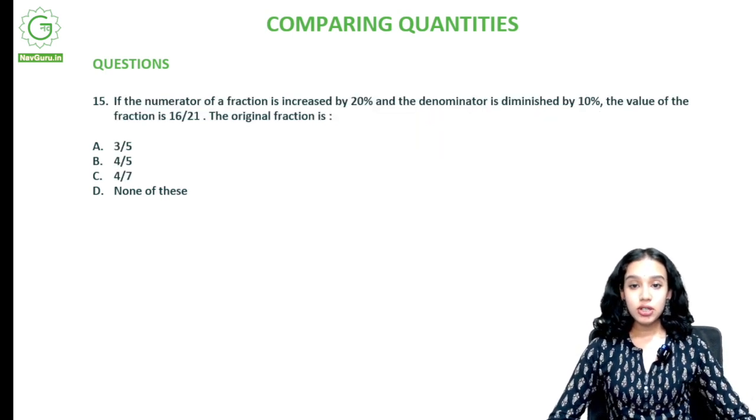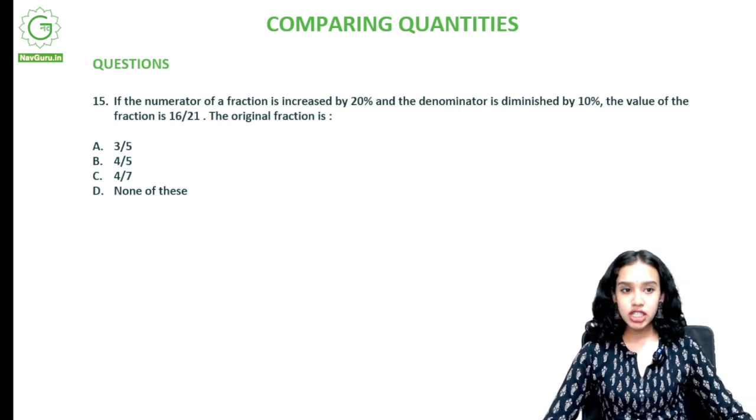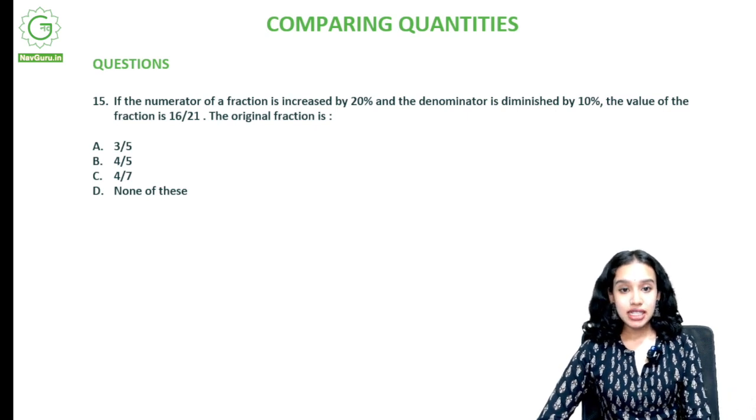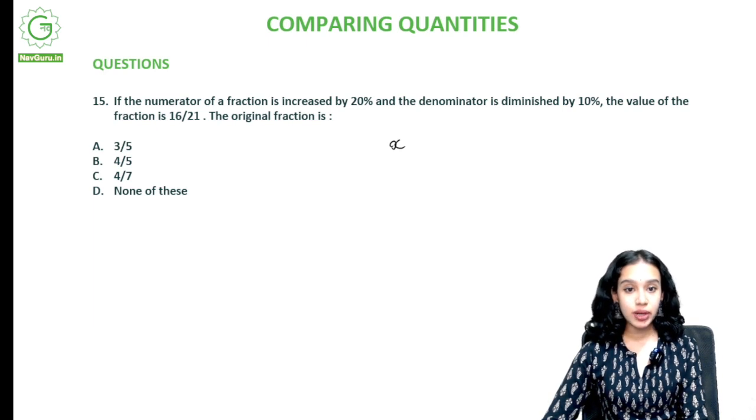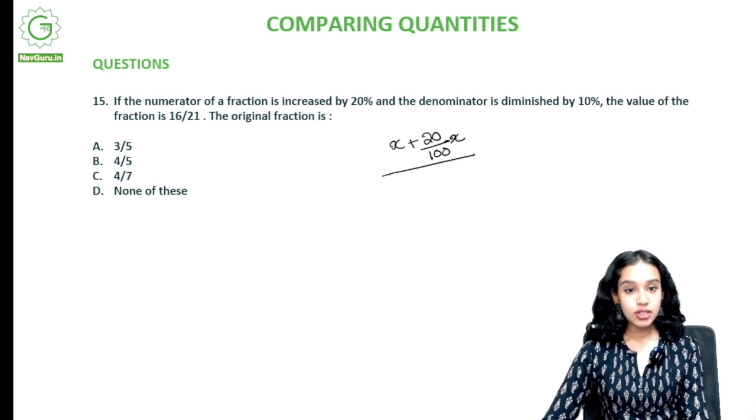Now, if the numerator of a fraction is increased by 20% and the denominator is diminished by 10%, the value of the fraction is 16 by 21. The original fraction is. So, let's take the numerator to be x. The numerator of a fraction is increased by 20%. X plus 20 by 100 of x divided by the denominator diminished by 10%, right? So y minus 10 by 100 of y is equal to 16 by 21, right?